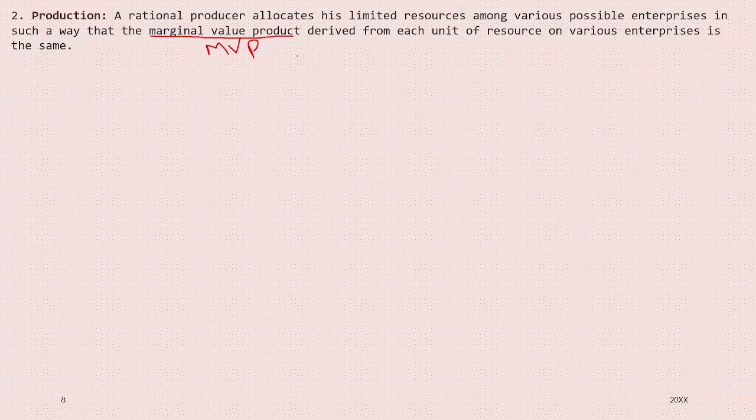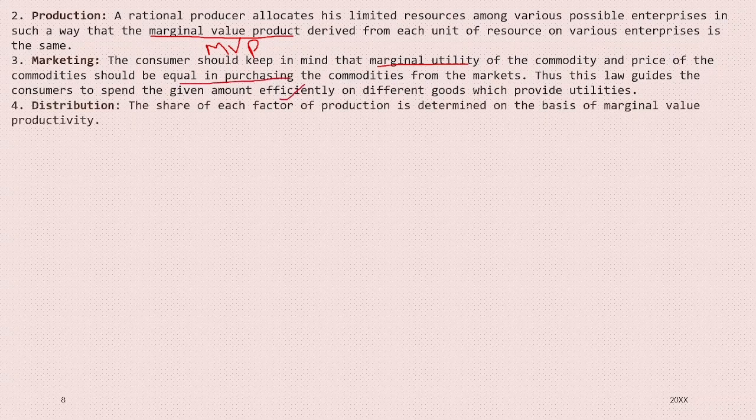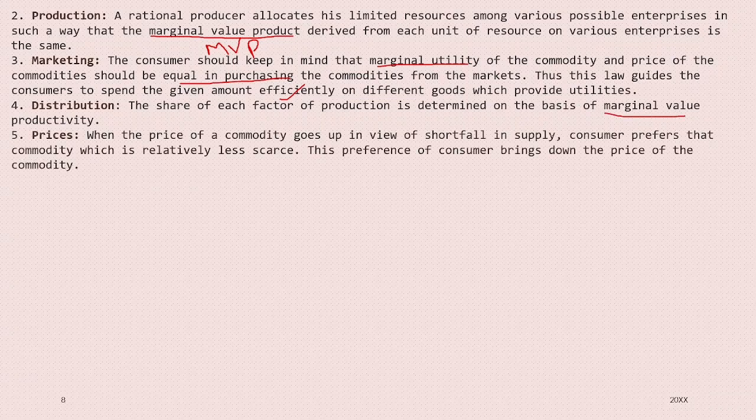Then comes marketing. Consumers should try to make the marginal utility of a commodity and the price of the commodity equal while purchasing it. So this is important. This law guides the consumer in how to spend efficiently. Then comes distribution. We distribute the share among the factors of production on the basis of MVP. Then the last one is prices.